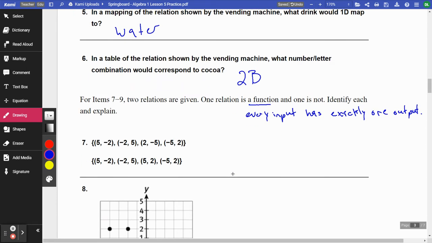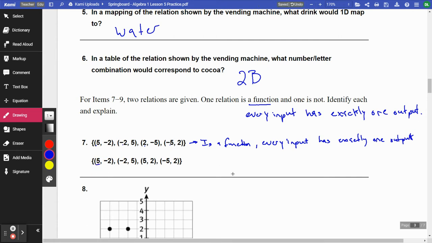If I'm taking a look, every input has one output, so it can't have the same input. So I got 5, -2, 2, and then -5. This one would be a function, right? Because every input has one output. So I'm going to say this one is a function. Every input has exactly one output.